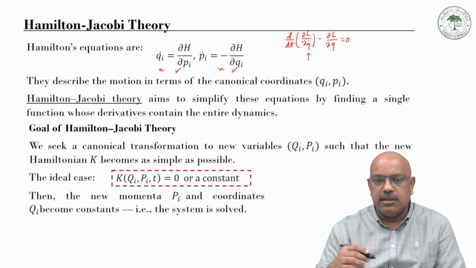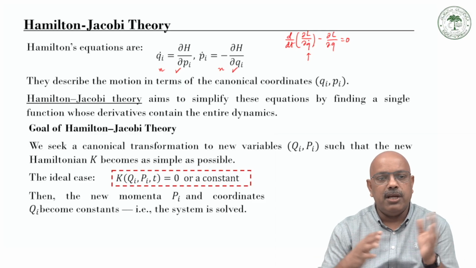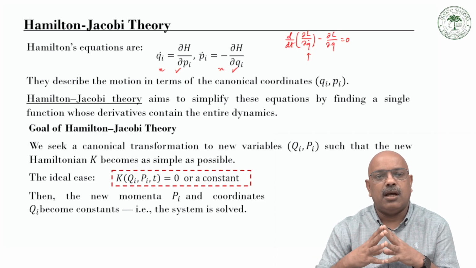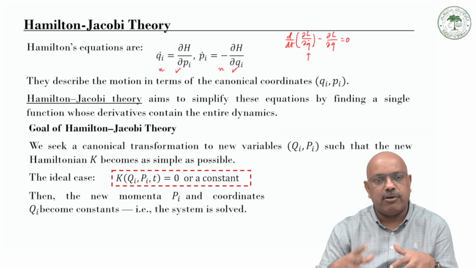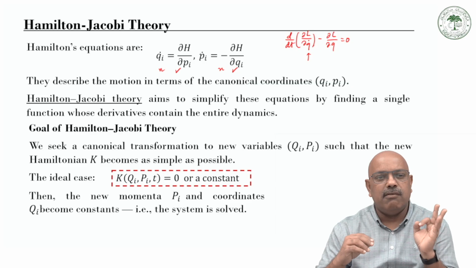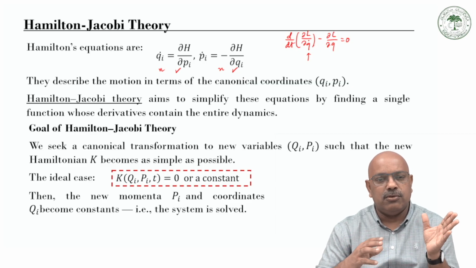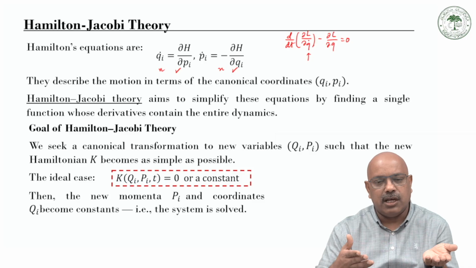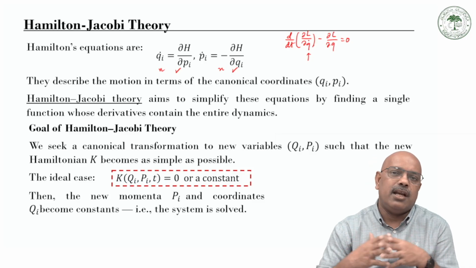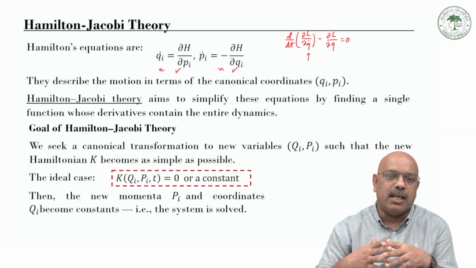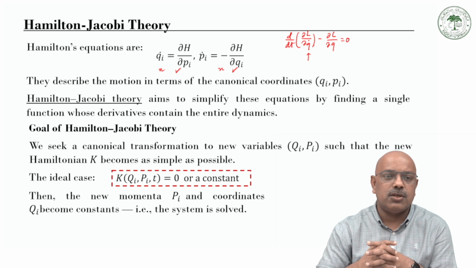Continuing this in terms of the canonical transformation, the Hamilton-Jacobi theory aims to simplify further the solving of these differential equations by finding a single function. If you have that single function, then some derivatives of that function contain the information about the entire dynamics of the system. This is what Hamilton-Jacobi theory is aiming for.